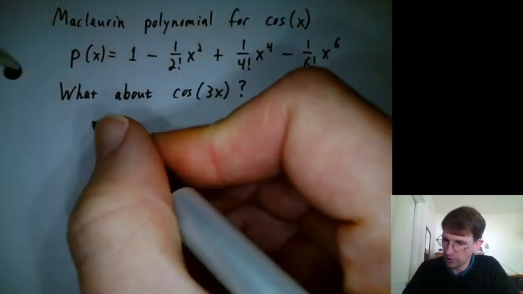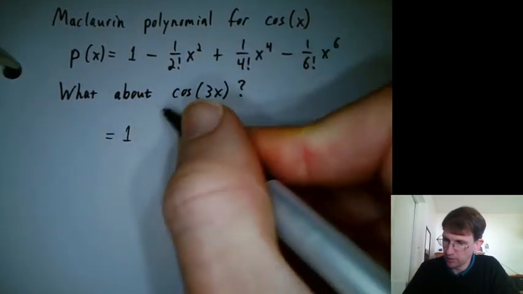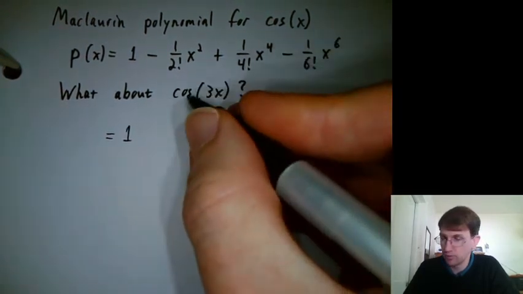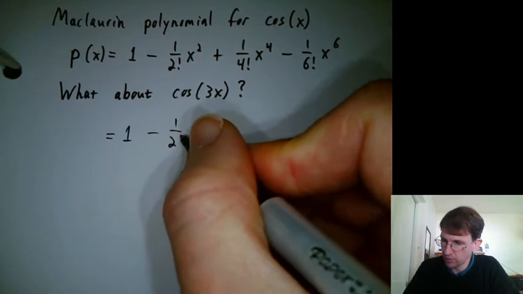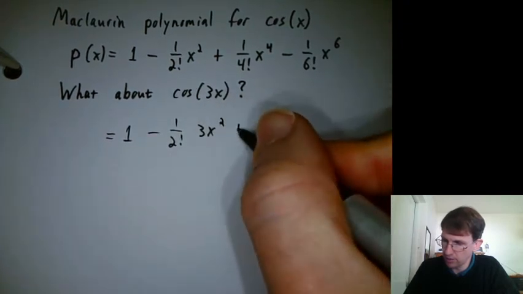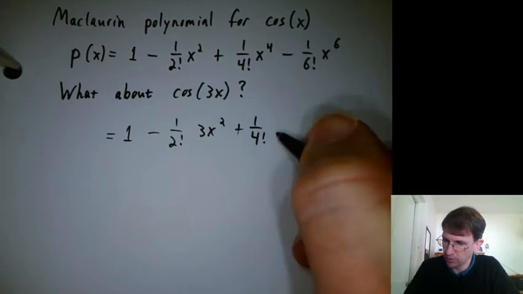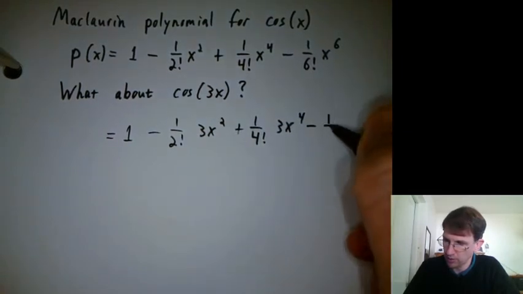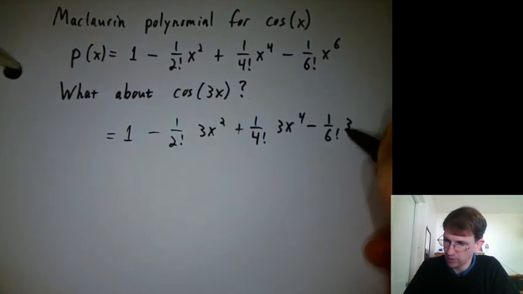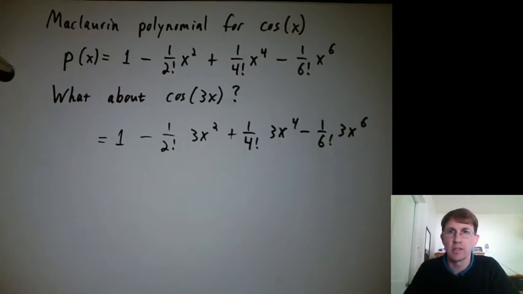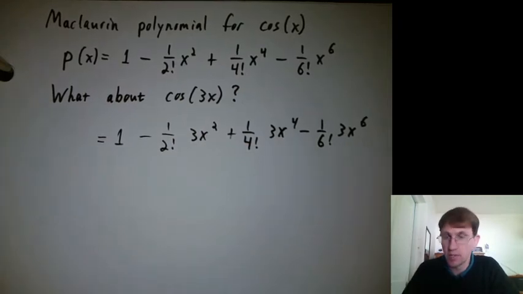So I would hope that anywhere you see an x here, replace it with 3x. Does that seem to make sense? So 1 minus 1 over 2 factorial 3x squared plus 1 over 4 factorial 3x to the 4th minus 1 over 6 factorial 3x to the 6th. Does that seem plausible? Do you think this needs fixing? I think it needs a big fixing.